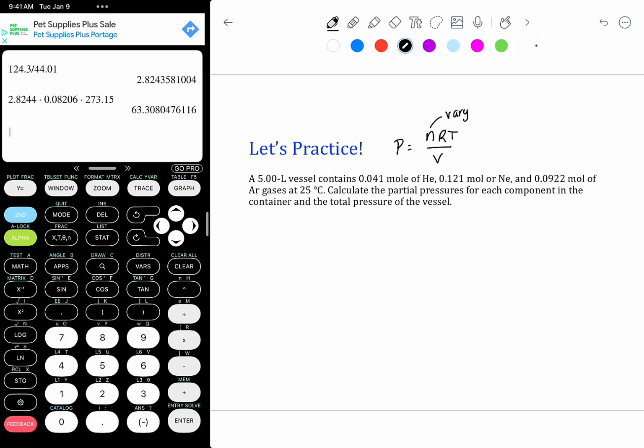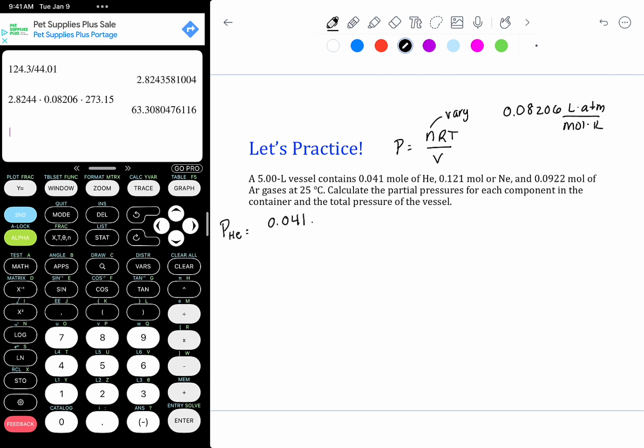So let's start with helium. The pressure of helium is equal to the mole value, which is 0.041, times R. Let's do our partial pressures. It doesn't tell us a unit, so let's choose atm. I just really personally like atm. It's my favorite pressure unit. So an R value for that is 0.08206 liters atm per mole Kelvin.